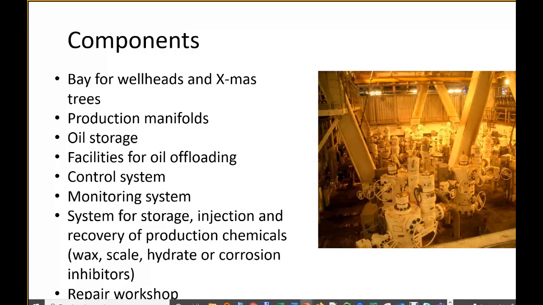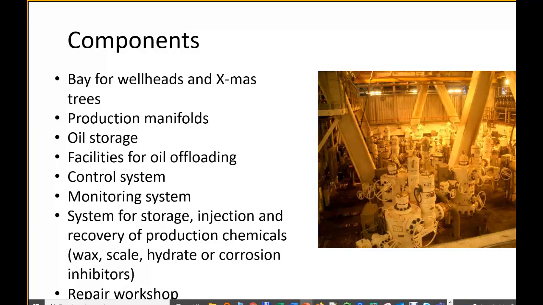Another thing we are going to discuss also today, or maybe on Monday, will be production manifolds. There you commingle the production of all of these wells, and then you send it to the separator. And usually on the platform we have not just one train, but two trains, so you can decide to produce to one train or the other. Facilities for oil offloading. We will see a bit now how that looks.